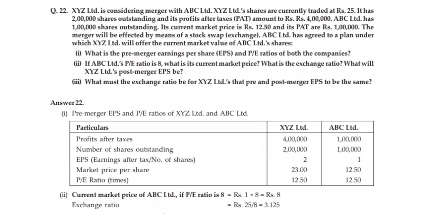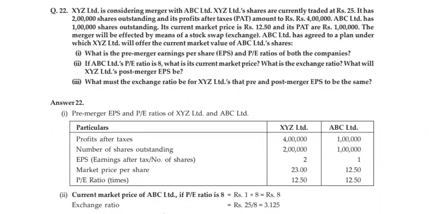Now EPS, earnings per share, we need to calculate. The formula for that is earnings after tax divided by number of shares. Earnings after tax in XYZ Limited is 4 lakh divided by 2 lakh, so the EPS we get is 2. While in ABC Limited, earning is 1 lakh divided by 1 lakh, so the EPS we get is 1.